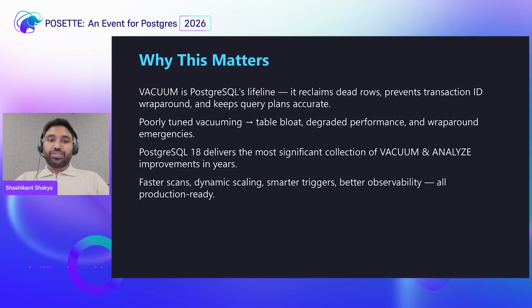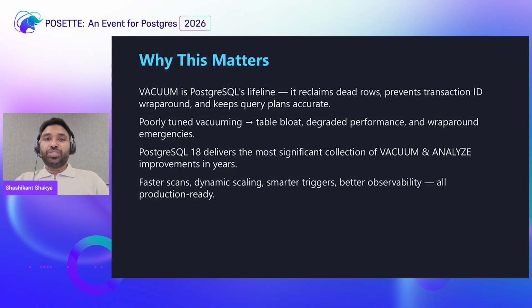Before we get into PostgreSQL 18 specific features, let's first understand why vacuuming is so important in PostgreSQL. Vacuuming is a PostgreSQL lifeline. It helps to reclaim storage from the dead tuples created by update and delete statements. It also helps to prevent the transaction ID wraparound situation. In case you've never dealt with this, it's one of those emergencies where it can put your database into a read-only state. Part of vacuum is also analyze, which keeps the query planner stats accurate. That helps in overall faster query execution.